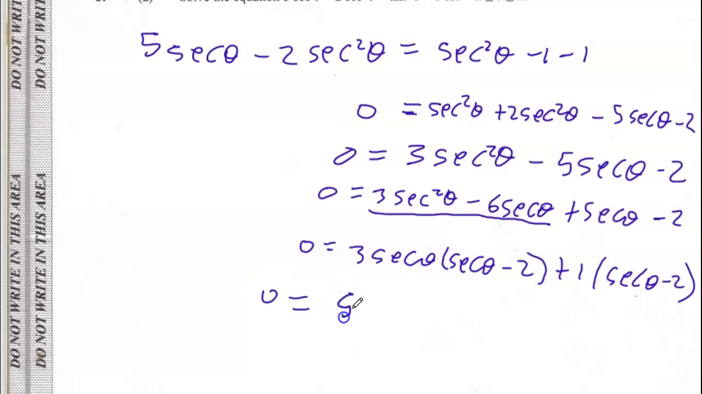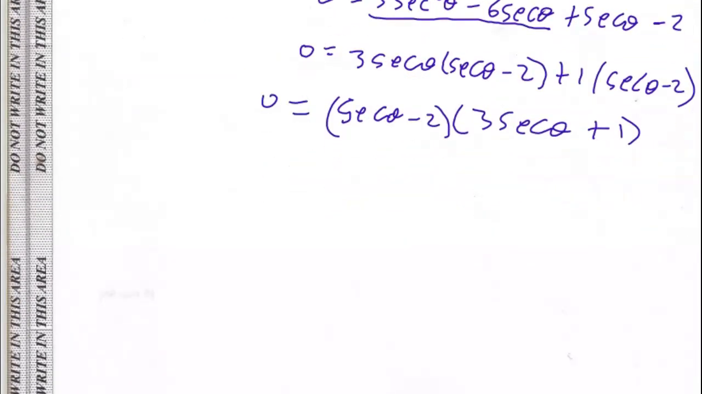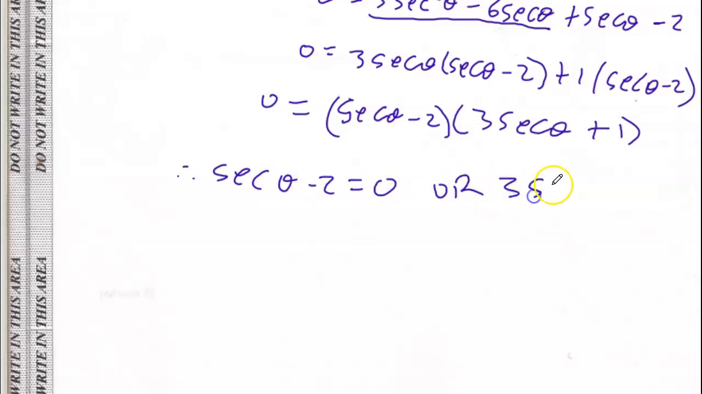So we factor by group. 3 sec theta is a common factor in the first group and 1 in the other group. So we equate both brackets to 0, and then we solve for sec theta in each equation.